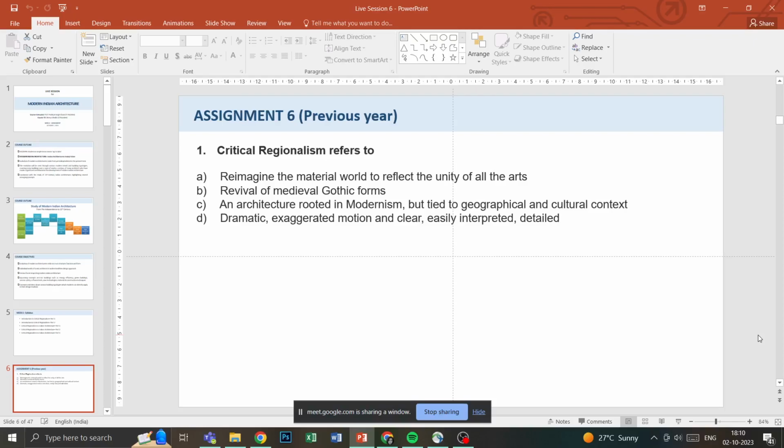dramatic, exaggerated motion and clear and easily interpreted detail.